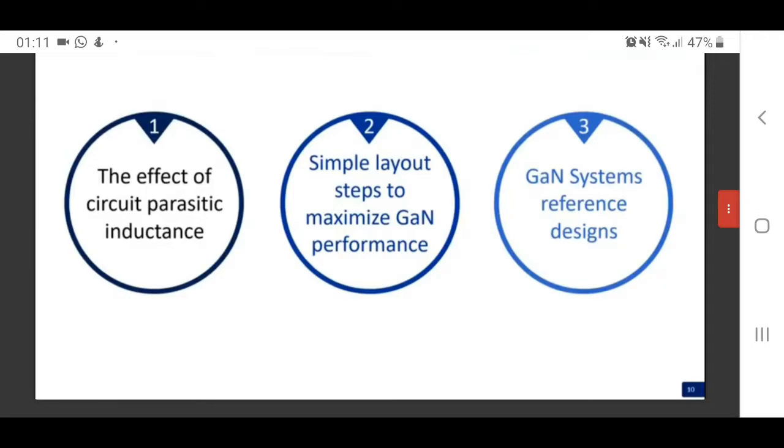We have three sections to go today. First, the effect of circuit parasitic inductance. Secondly, the simple layout steps to maximize GaN performance. And in the end, there will be a brief introduction to the available GaN Systems reference designs.